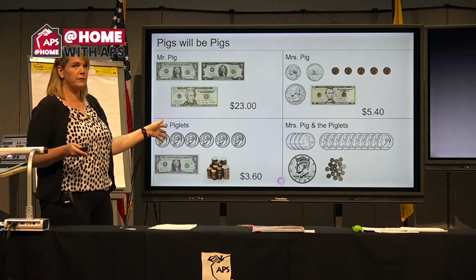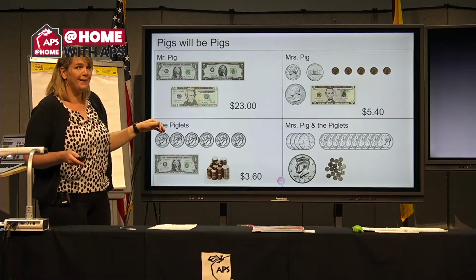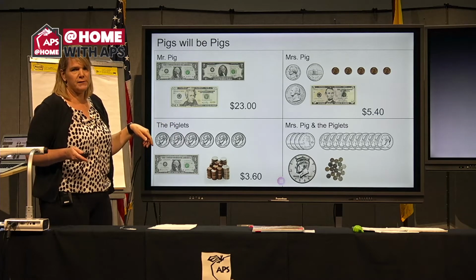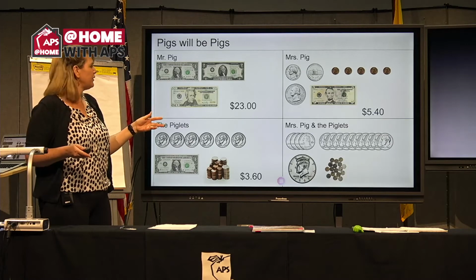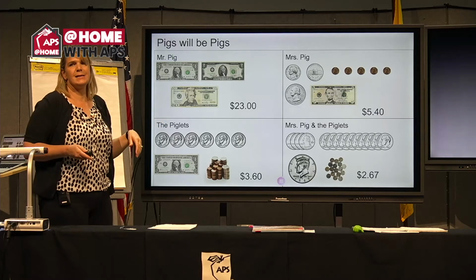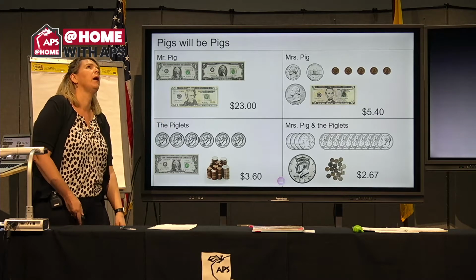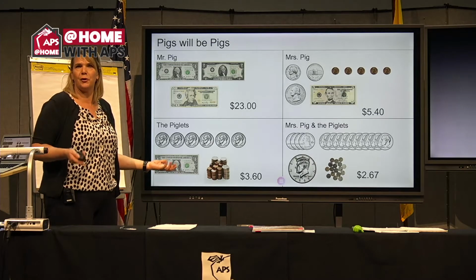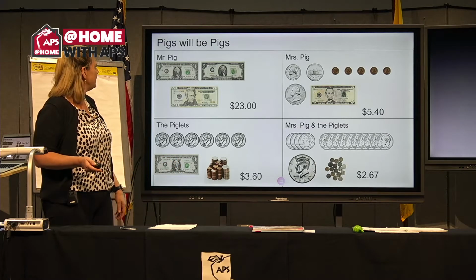And finally, Mrs. Pig and the piglets, we had $1 in that quarter. Remember, 4 quarters is $1. 10 dimes is also $1, so that's $2. 50 cents for that 50-cent piece. And then 17 extra pennies gives us $2.67. Wow, it's a lot of money. They had a lot of money to start thinking about that they wanted to go out to eat with.